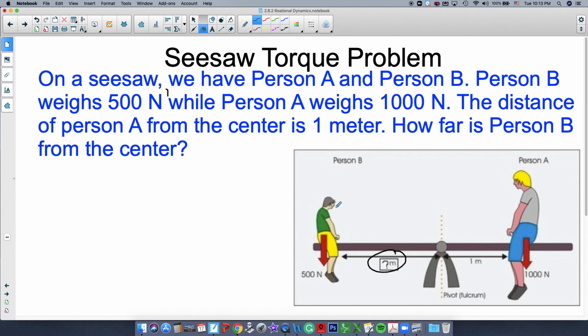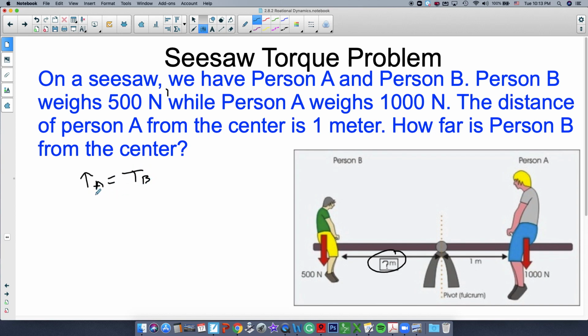Now, you could probably do some quick common sense thinking here and say, well, this guy weighs 1,000 newtons, he's 1 meter, that guy weighs 500 newtons, so since he's half as much, he's probably going to be twice as far. Well, it's not always that simple, because maybe he has a dog or something sitting on the seesaw. So we are going to show how this is in equilibrium with a little bit of torque. Okay, so we're going to assume that it's in equilibrium. It's not going down because it's not showing us going down. So we're going to find the torque of person A, and equilibrium means that they are equal.